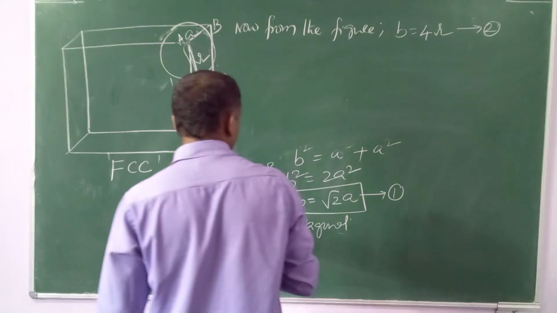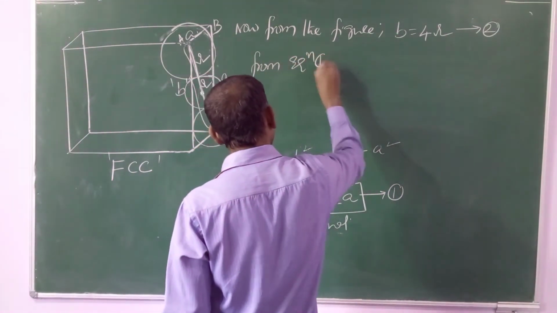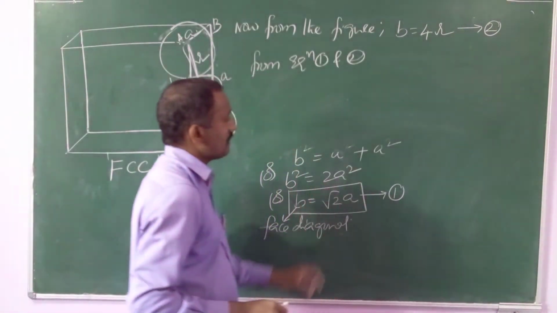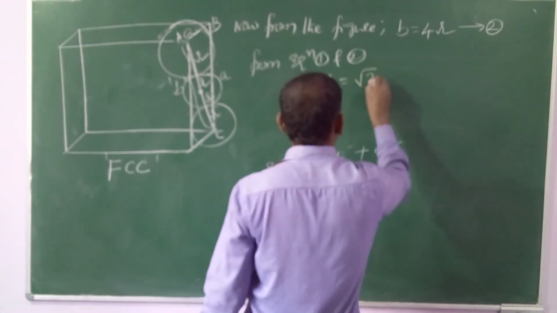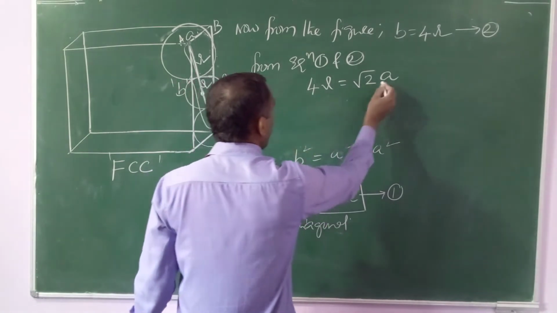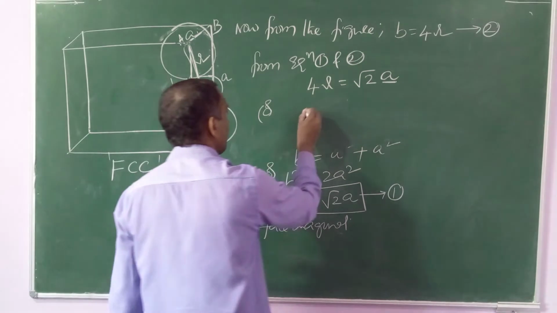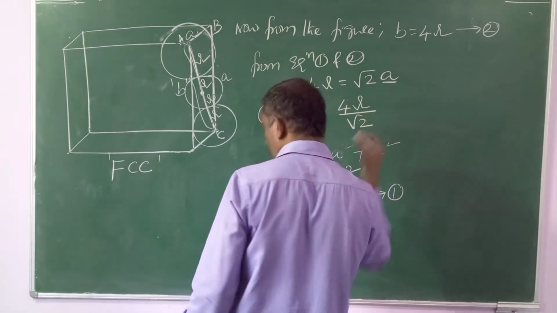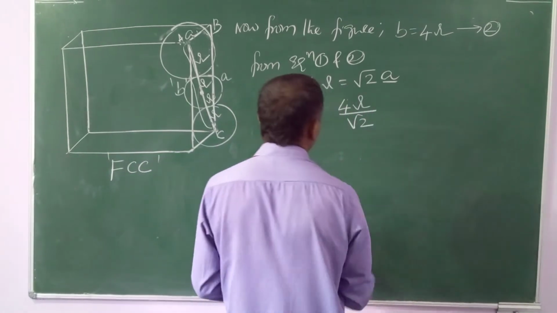From equation 1 and 2, the left hand sides are equal, hence compare right hand side. 4R equals root 2A. We have to separate edge length A for derivation purpose. A equals 4R by root 2, or 2 root 2.